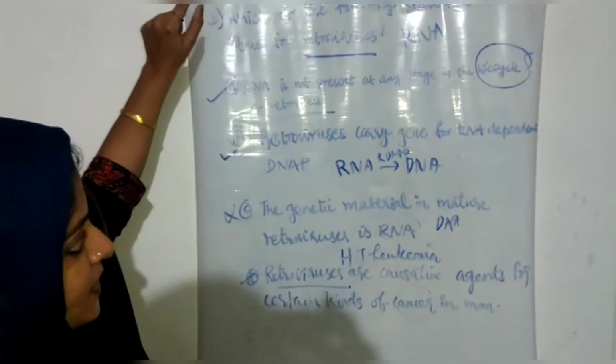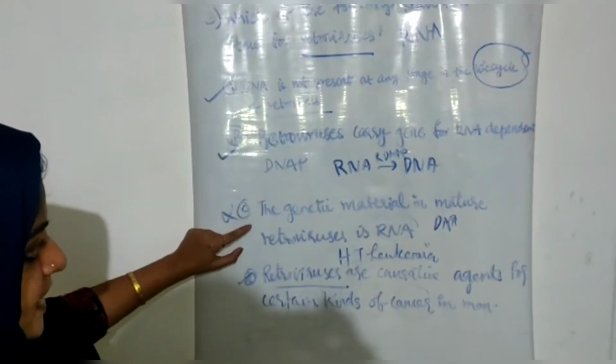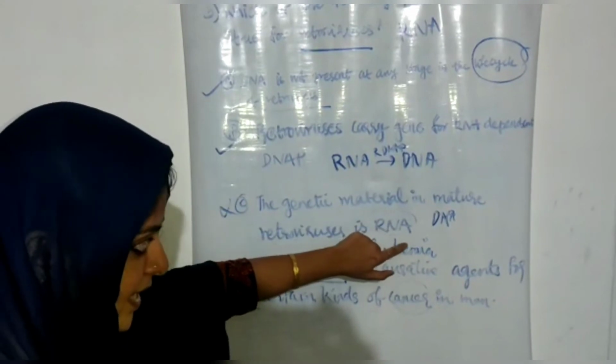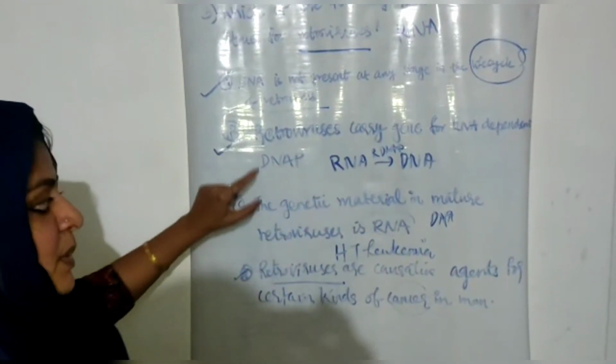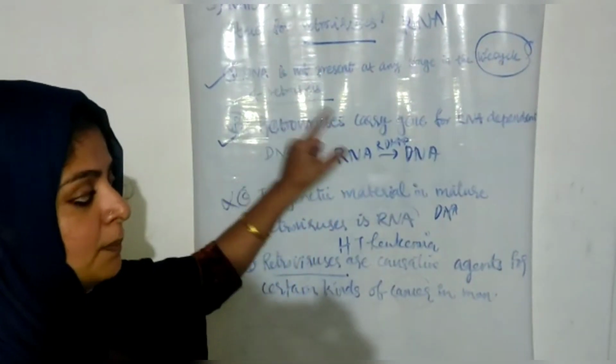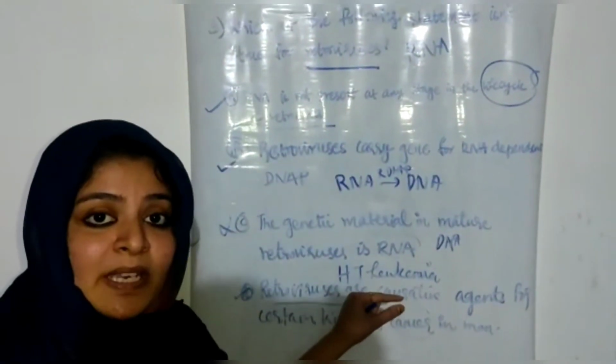So the answer is option C. The genetic material in mature retrovirus is RNA is stated as not correct in the video's reading, and the genetic material in mature retrovirus is DNA. So hope this answered your query. Thank you.